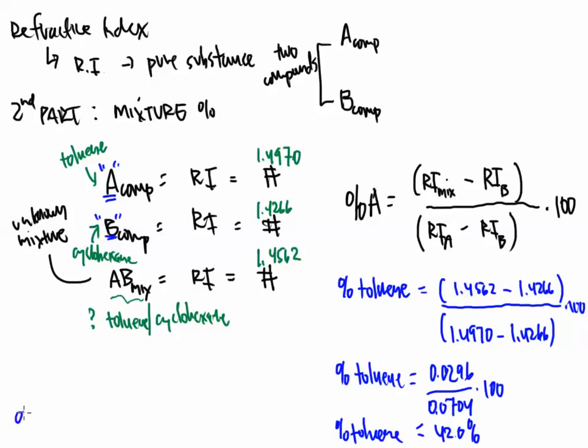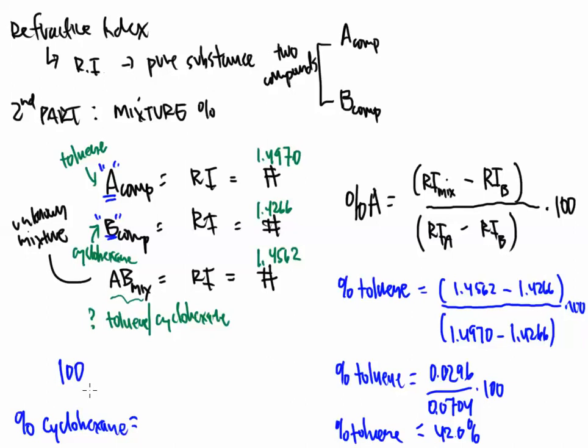All right, well, how do I calculate the concentration of my other component? And let's say that that's cyclohexane. Well, I assume two components only. So once I know one, what's the remaining piece of the pie, right?